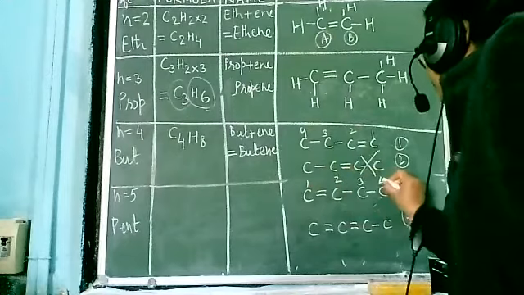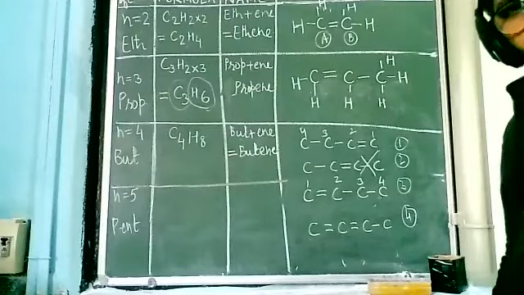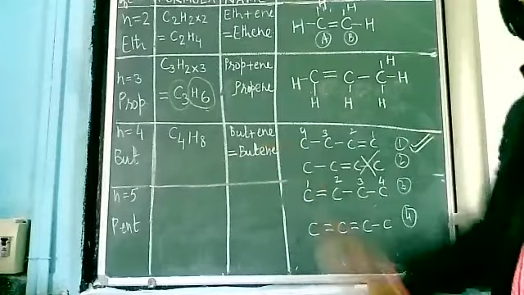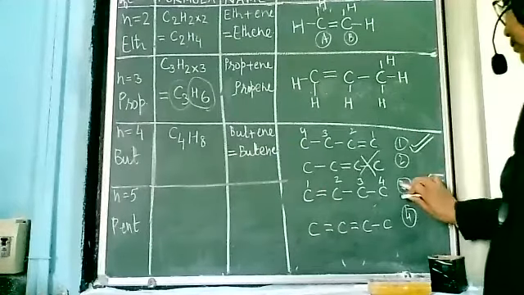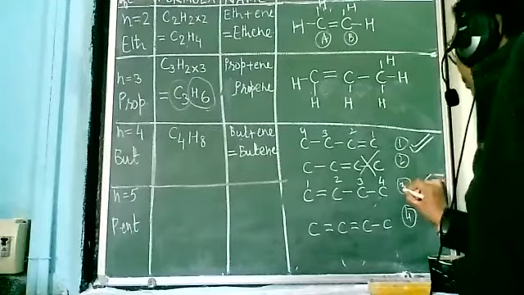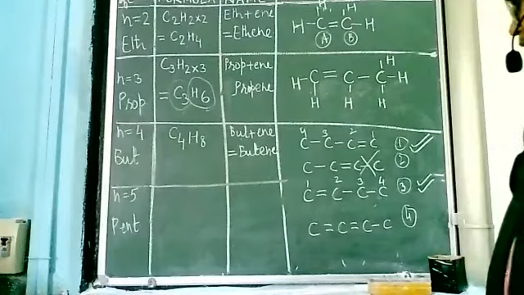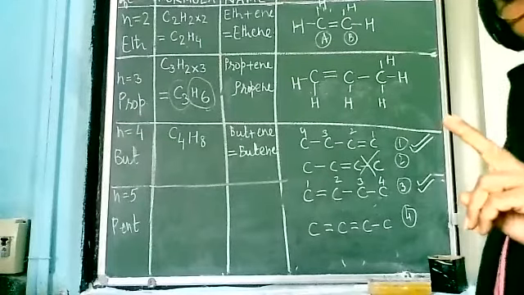Fourth is also wrong. Are you getting my point? Clear to everyone? First is correct as per the naming, 1 butene. Third is also correct. Agree? And second and fourth are wrong. Why is fourth wrong? Because there are two double bonds. There are two double covalent bonds.